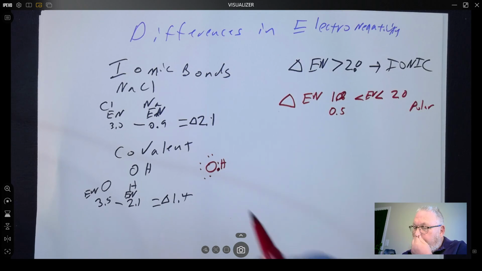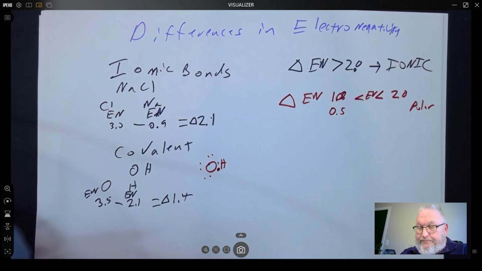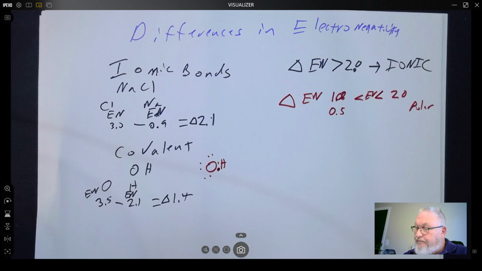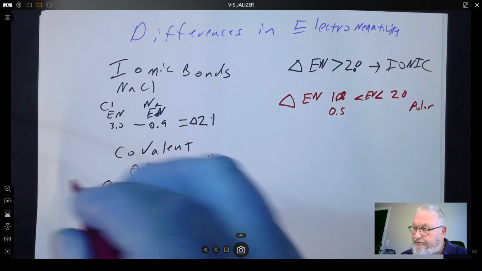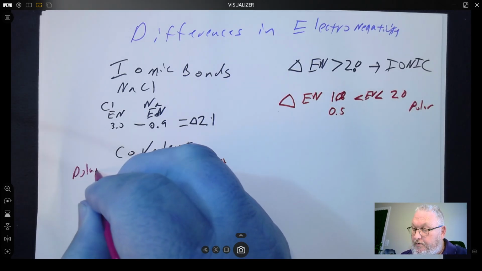Okay, now let me get another color. Let's go with this one. So now, let's look at a nonpolar bond. We're going to say polar covalent.